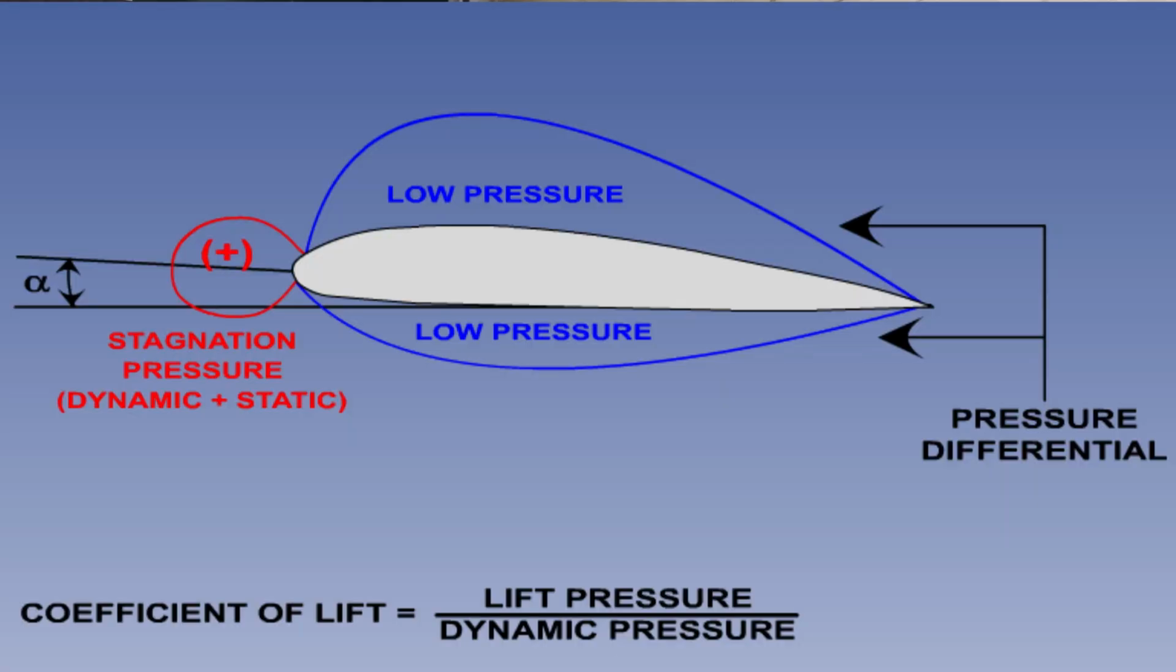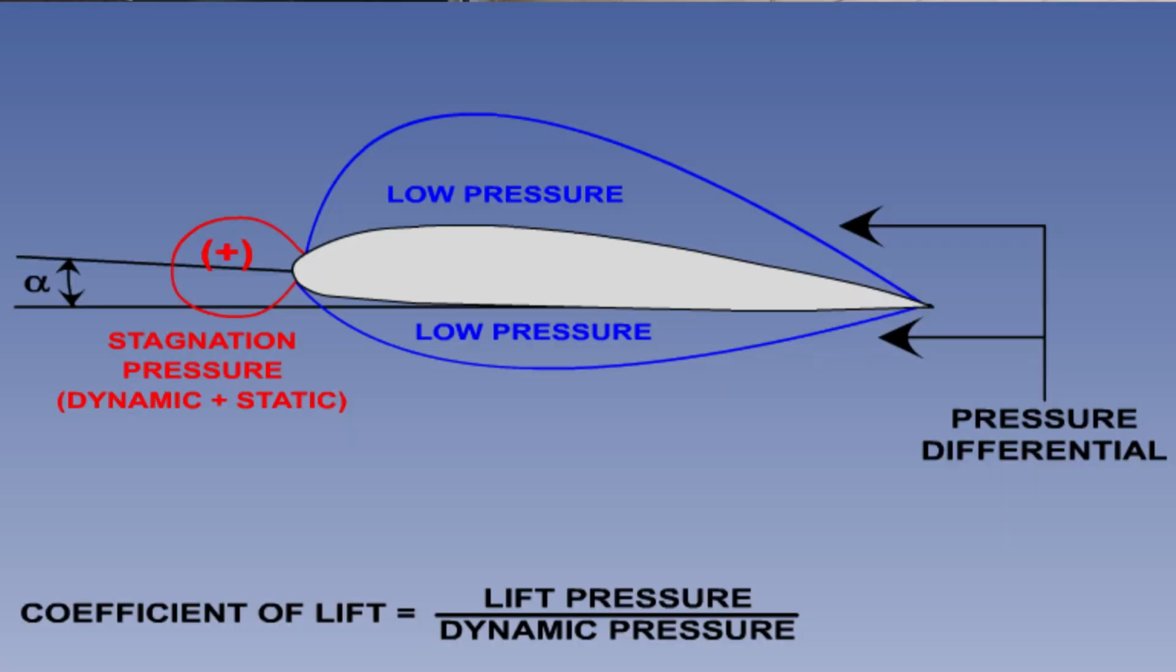So simply put, stall is loss of lift. It is an aerodynamic condition that happens to the aircraft when the wings of the aircraft cannot generate enough lift to carry its own weight. Okay, so let's learn a little bit more about stall, that is coefficient of lift.